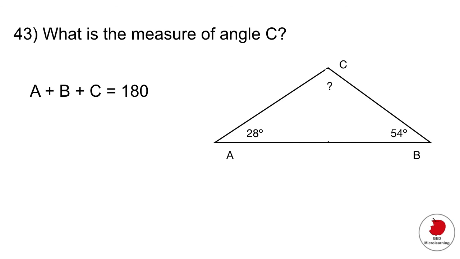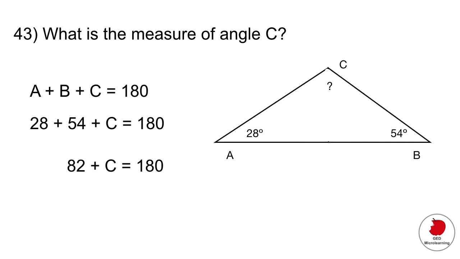And all you have to do is plug those numbers that are given to you in the image into the equation, and then solve for C. So you would subtract 82 from the left side and subtract 82 from the right side, and that gives you that C is 98. And once again, check your work by adding all those angles up.